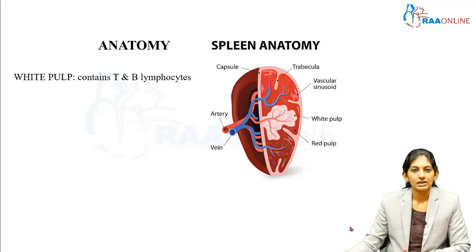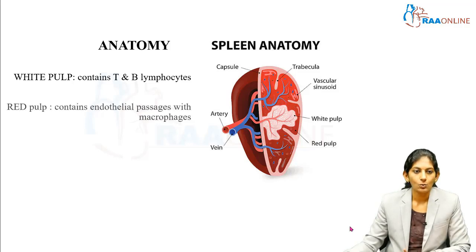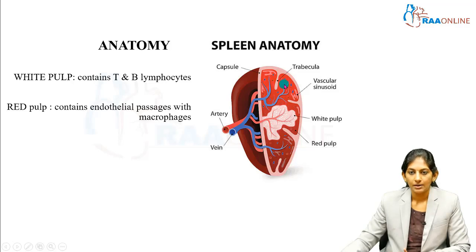The spleen is basically divided into two parts, the white pulp and the red pulp. The white pulp contains the T and B lymphocytes. So this is the white pulp. It contains all the lymphocytes. The red pulp is the majority portion of the spleen. It contains endothelial passages with macrophages.